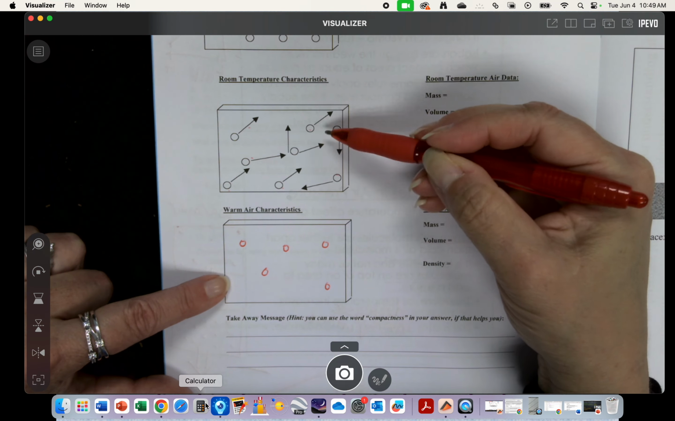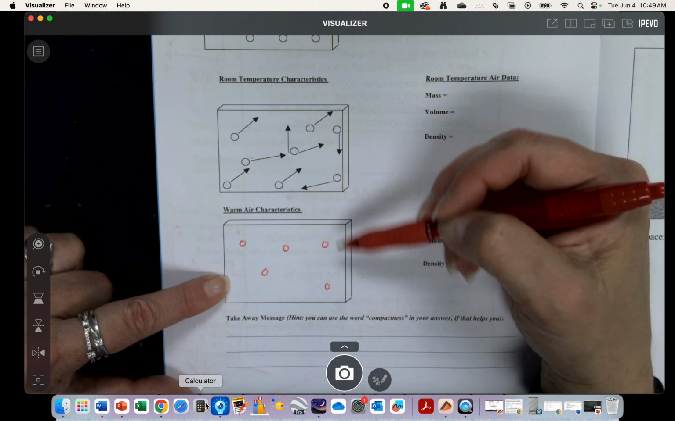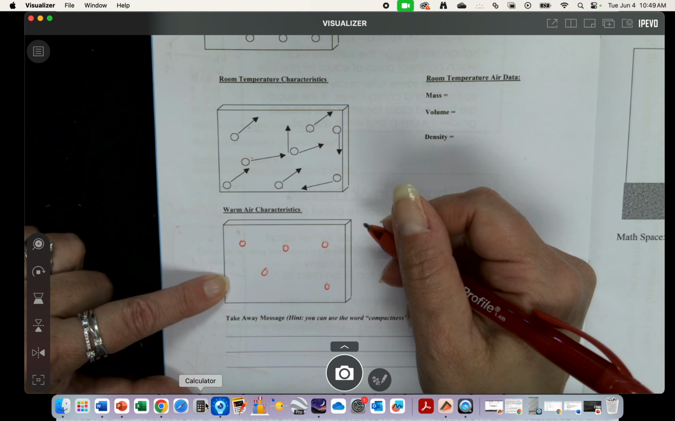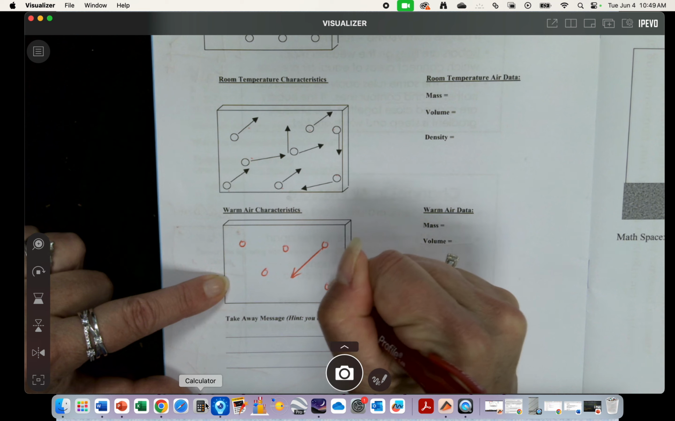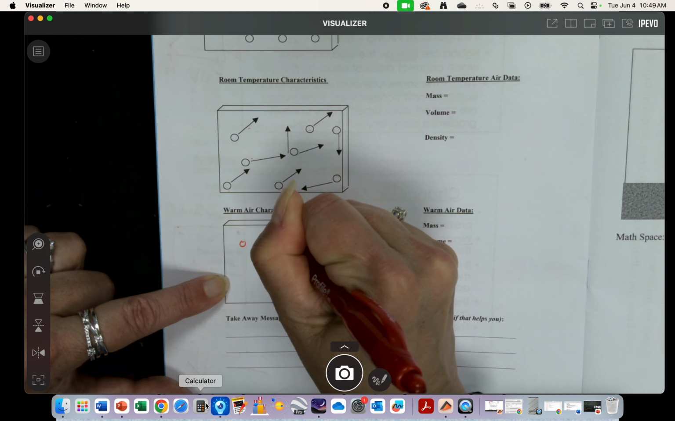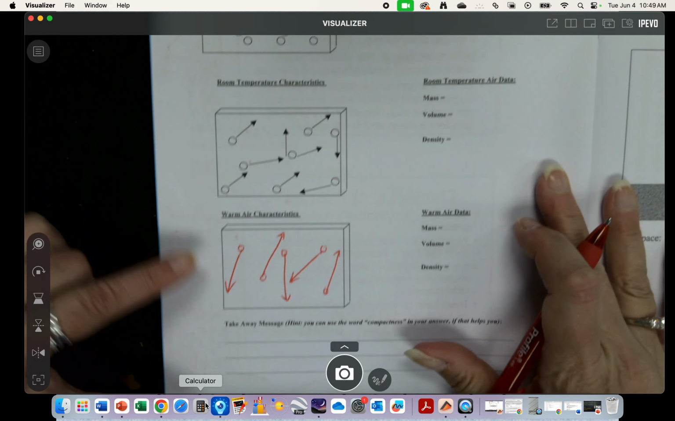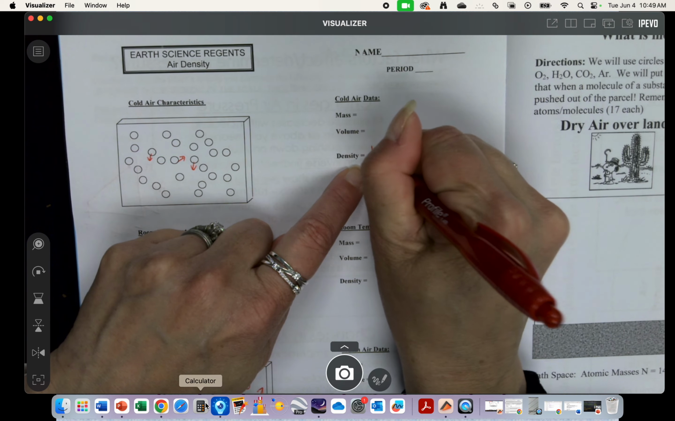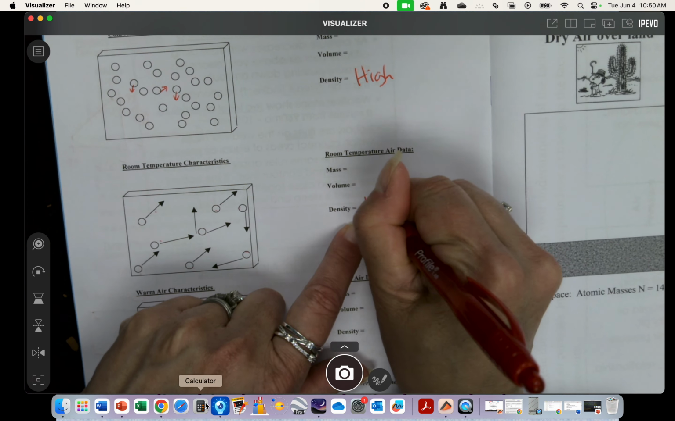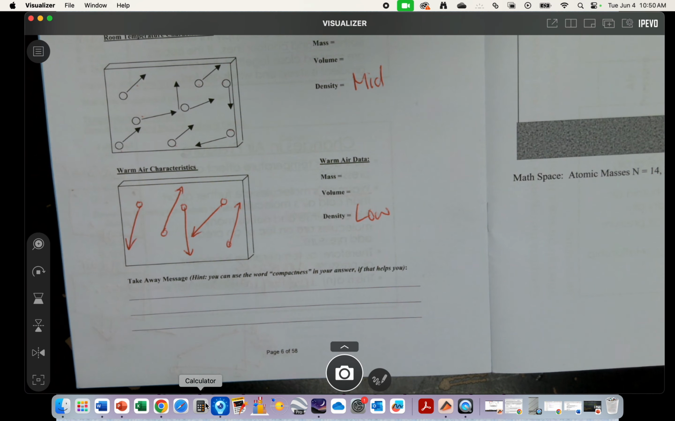And how should we represent that the air is warmer than the room temperature air? Longer arrows, showing that these molecules have way more movement because they have way more thermal energy. Okay, so here the density, let's call it high density. We'll call this mid density, and we'll call this low density.